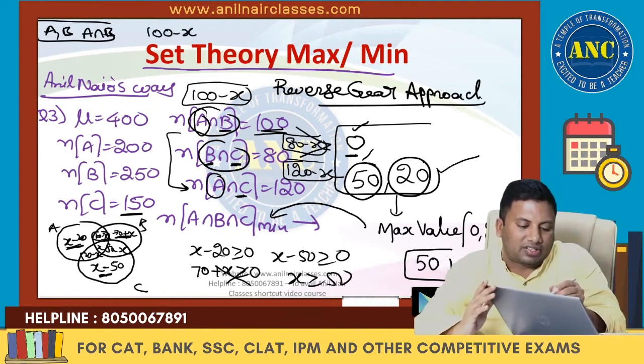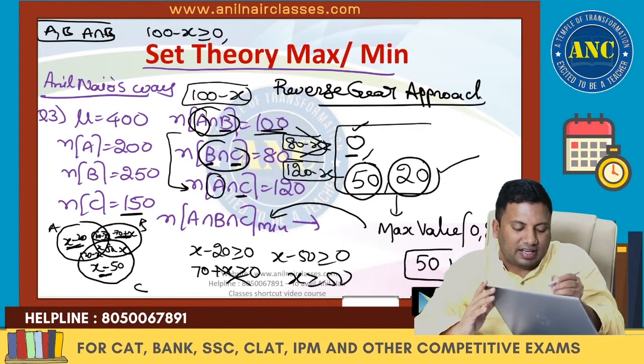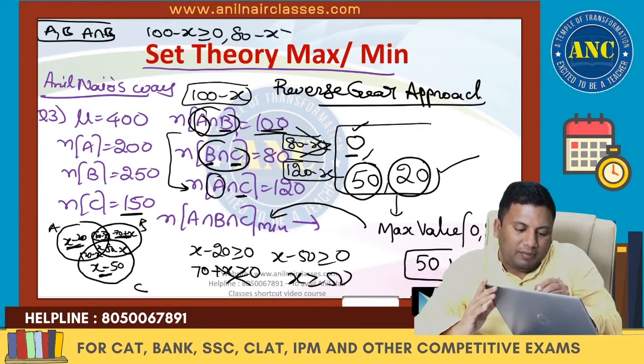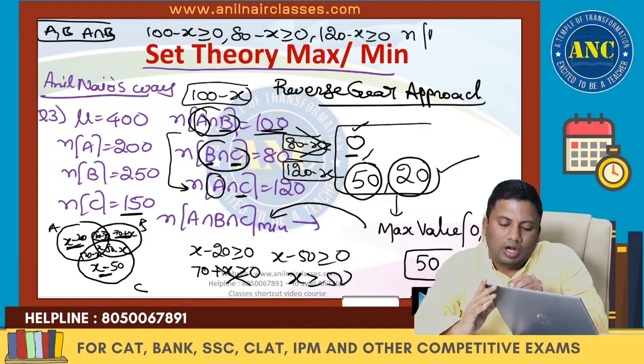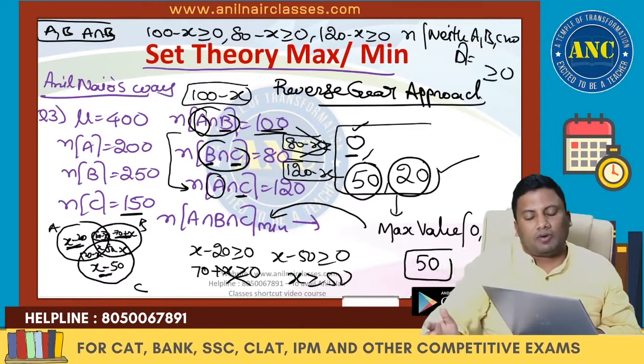Take the converse of this. 100 minus x greater than or equivalent to 0, 80 minus x greater than or equivalent to 0, and 120 minus x greater than or equivalent to 0. The only thing you need to do is, neither A, B, C nor D value, if you substitute that, that also should be greater than or equivalent to 0.